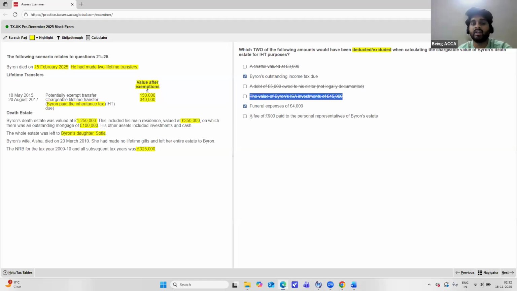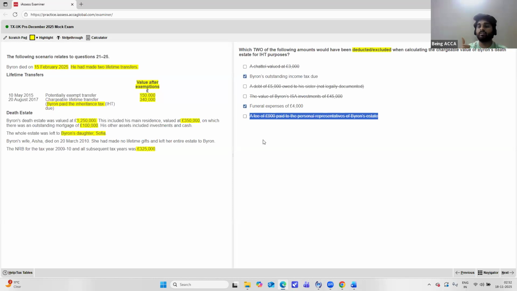Next is a fee of 900 paid to the personal representative of Byron's estate, which is not deductible from the death estate at all. It is a very straightforward option. All right, these are the things. Using elimination will actually help you in identifying the answers. But for questions like these, it is straight up theory. If you're strong with your theory and your foundations of the concept, then you will definitely get your 2 marks over here.